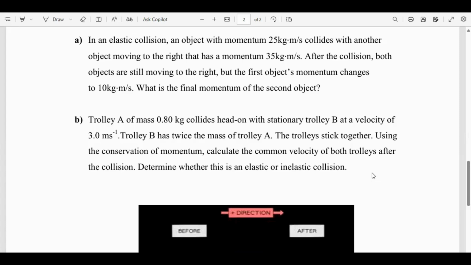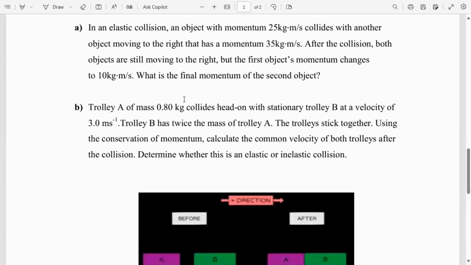So we only have to analyze this question. This is also a very, very good question. In our analysis, they've given us the initial momentums of the two objects, and they've also given us the final momentum of the first object as 10 kg·m/s. So how are we going to solve this question? We're going to use the approach of conservation of momentum.